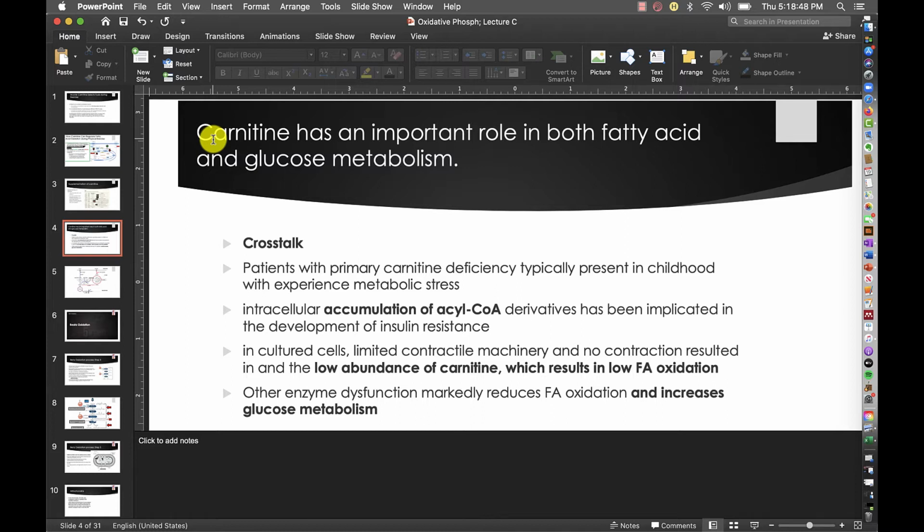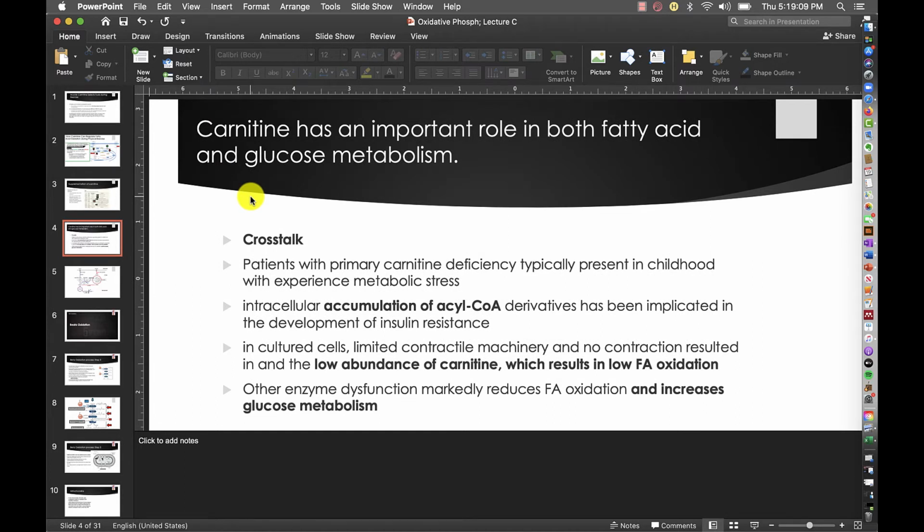So, for an example, in disease conditions, patients that have carnitine deficiencies also experience metabolic stress. So that tells you that carnitine plays an important role in metabolic switching, right, or metabolic flexibility. So the capacity and the ability to convert energy via glucose or via fatty acids. So carnitine does play a role in that. We know that an intracellular accumulation of acyl-CoA derivatives have been implicated in the development of insulin resistance.